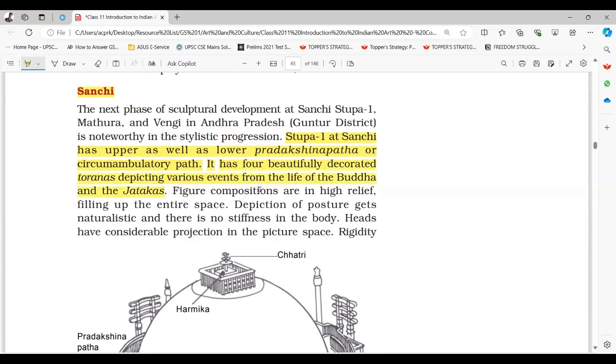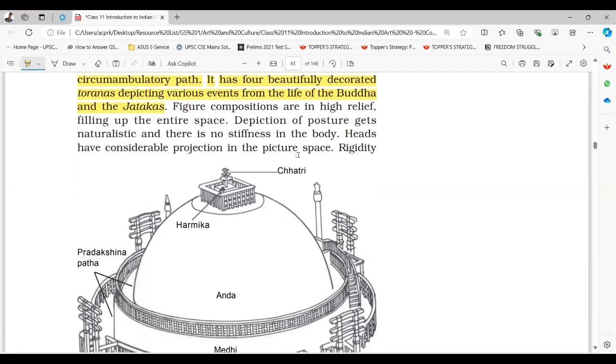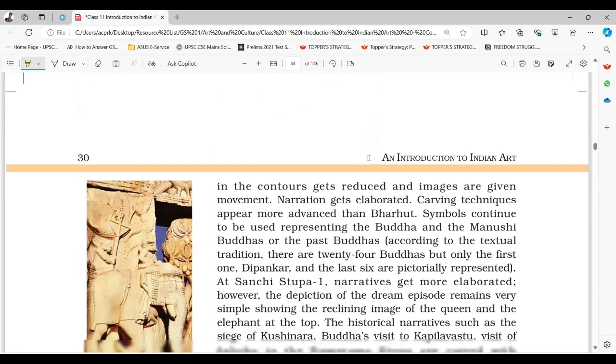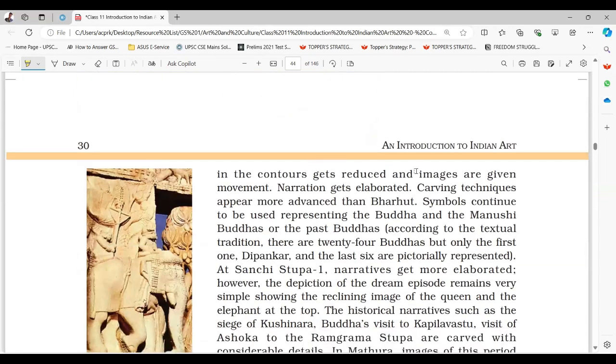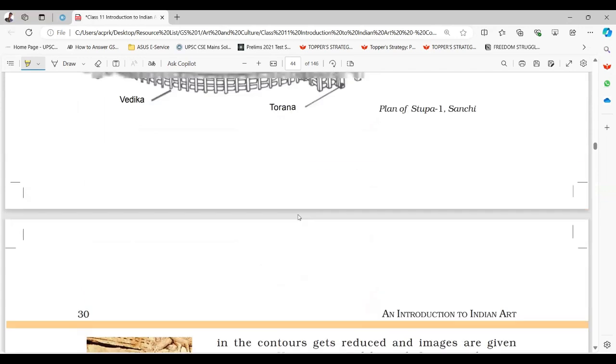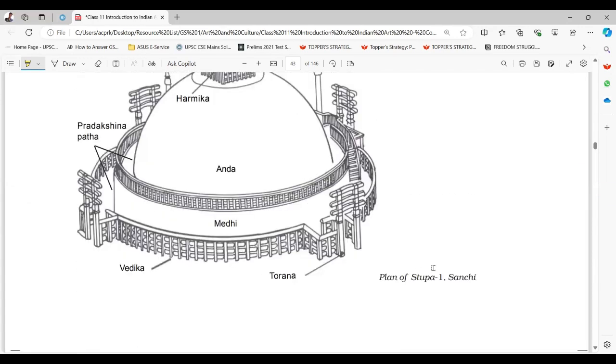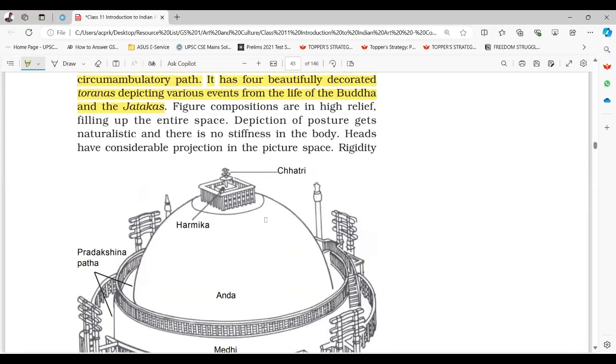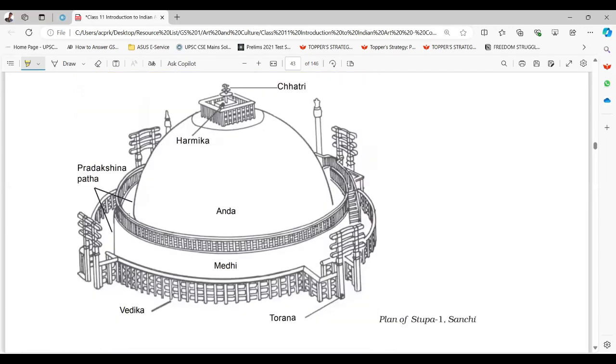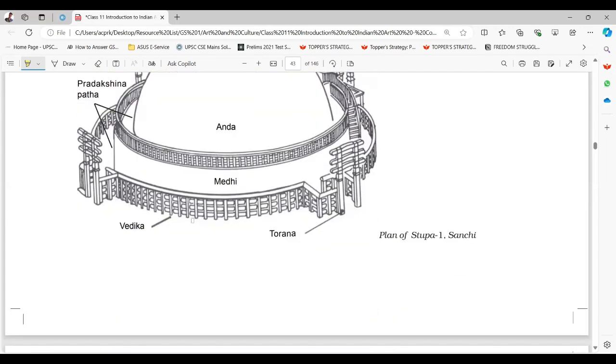Figure compositions are in high relief, filling up the entire space. Depiction of posture gets naturalistic and there is no stiffness in the body. Heads have considerable projection in the picture space. Rigidity in the contours gets reduced and images are given movement. Here you can see the plan of Stupa 1, Sanchi: Chhatri, Harmika, Pradakshina Patha, Anda, Medhi, Vedika, and Torana.